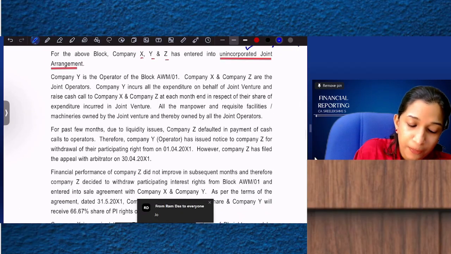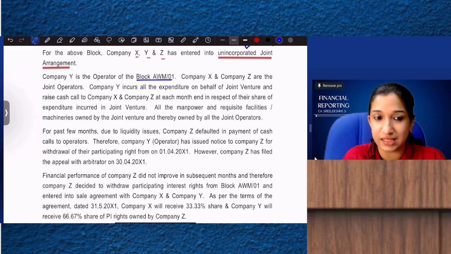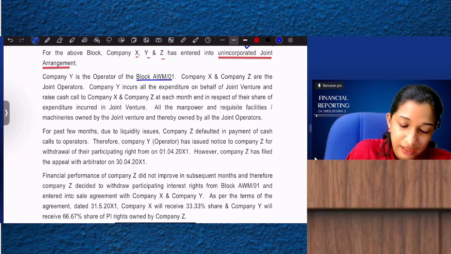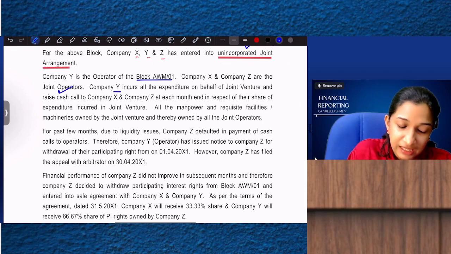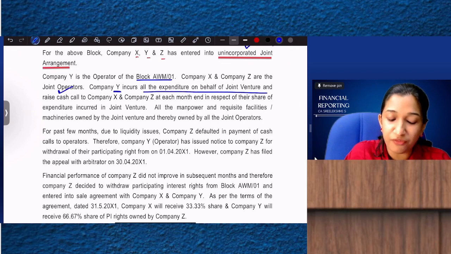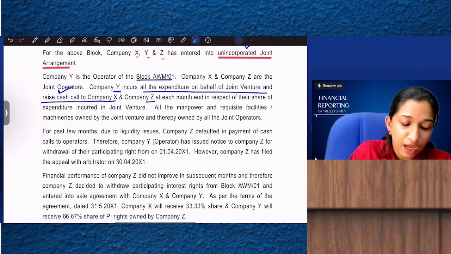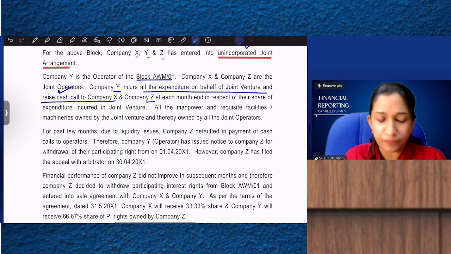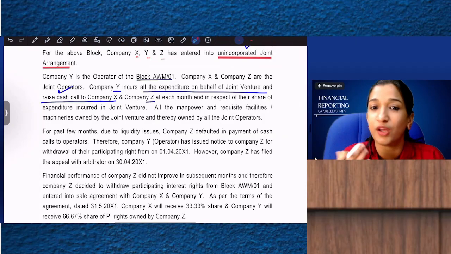Company Y is the operator of this block, AWM/01. That is just a name. Company X and Z are the joint operators. So Y is operating and X and Z are joint operators. Company Y incurs all the expenditure on behalf of the joint venture and raises a cash call to company X and Z at each month end in respect of their share of expenditure incurred in the joint venture. Which means one company is spending all the money and then it will raise a cash call and collect it from the other operators.